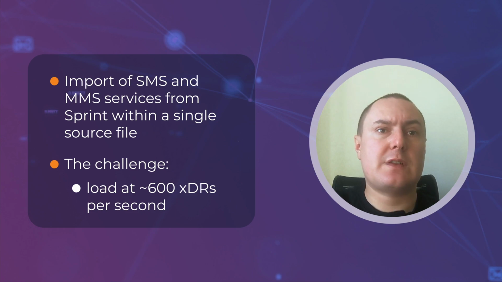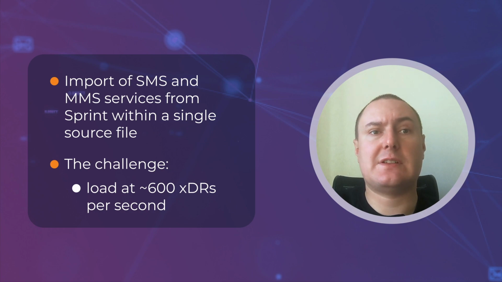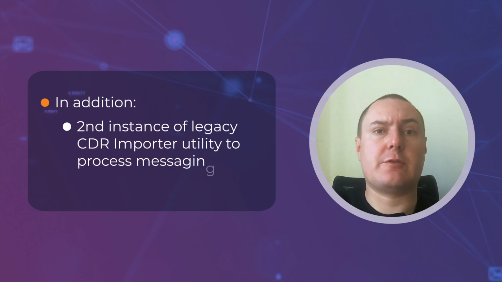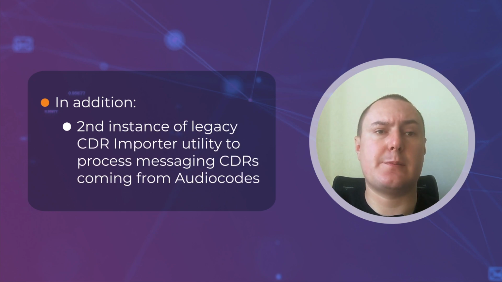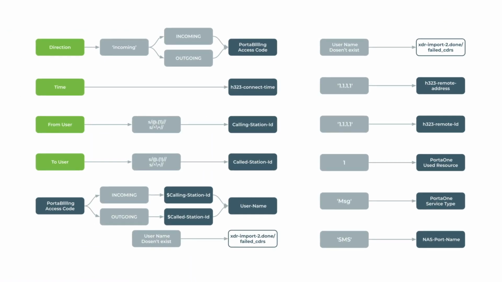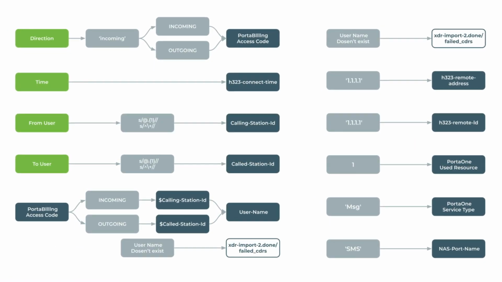After making a few tweaks, we've reached the point where the XDR mediator utility is capable of handling more than 600 XDRs per second. By the way, since then our QA department has conducted regular performance tests of the XDR mediator utility, and we continue to be confident in its capability in terms of this level of performance. Also, in this project, the telco system was running a second instance of our legacy CDR importer utility that was configured to process messaging CDRs coming from AudioCodes. If you are curious about how that worked, you can see the implemented logic on your screen right now.